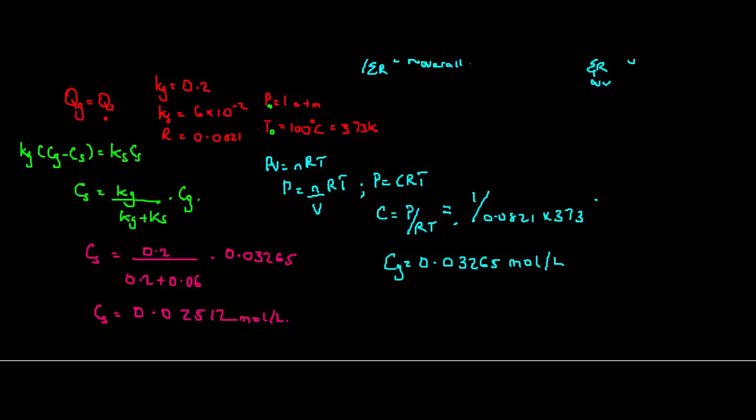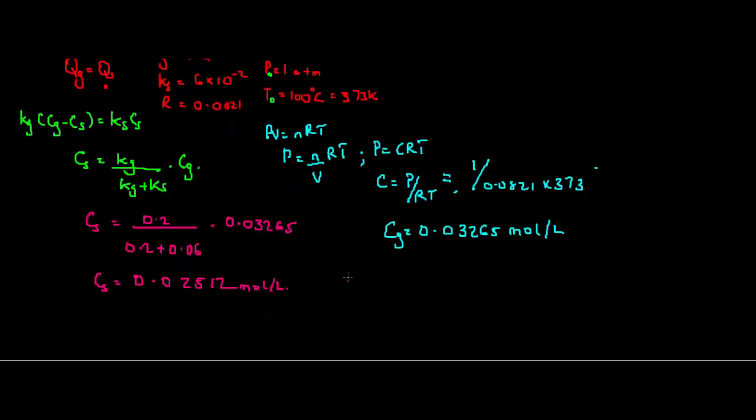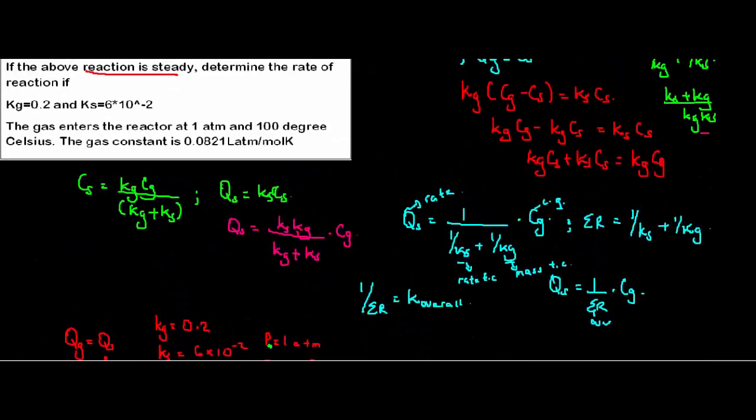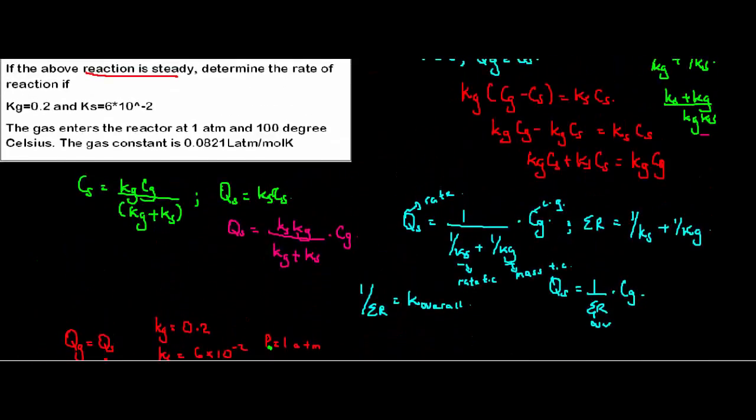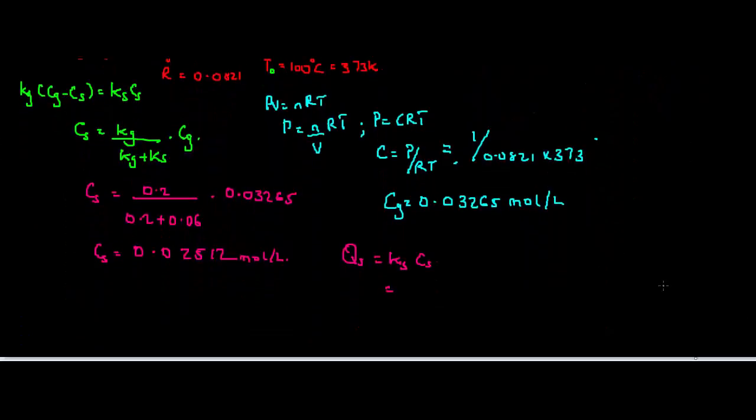Now after getting this, I can now say that my qs is equal to Ks Cs. Do not forget, check your equation, they gave you Ks already, to be 6 times 10 raised to the power minus 2. So I have 0.06 times your Cs, which is 0.02512. Now I have my final answer to be 0.00151 mole per liter min.